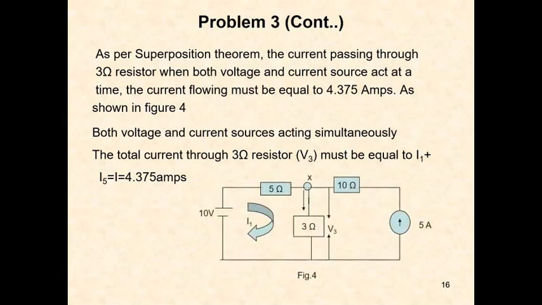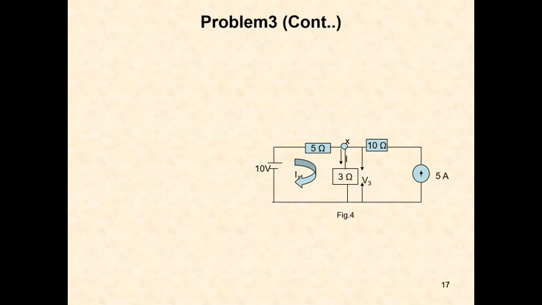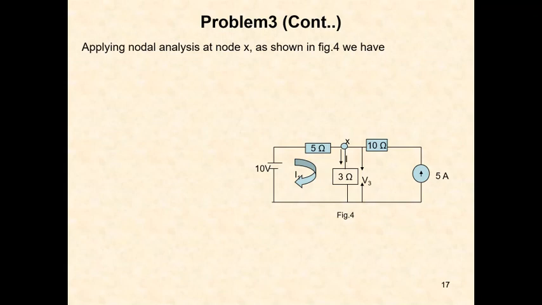So now this is the circuit. See here, the 10 volts voltage source is there, and the resistors 5 ohms, 10 ohms, 3 ohms, and a current source of 5 amps is applied. In this circuit, we have to find the current flowing through the 3 ohm resistor with both sources applied simultaneously. For solving the current, we are going to apply nodal voltage analysis. Apply the nodal voltage at node X. Then what is happening?